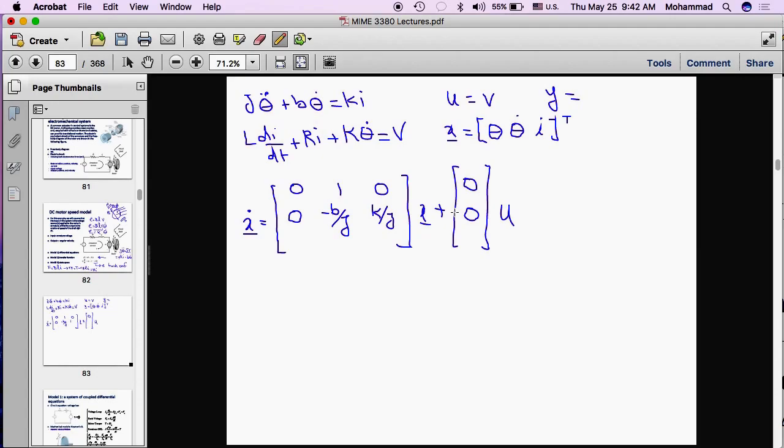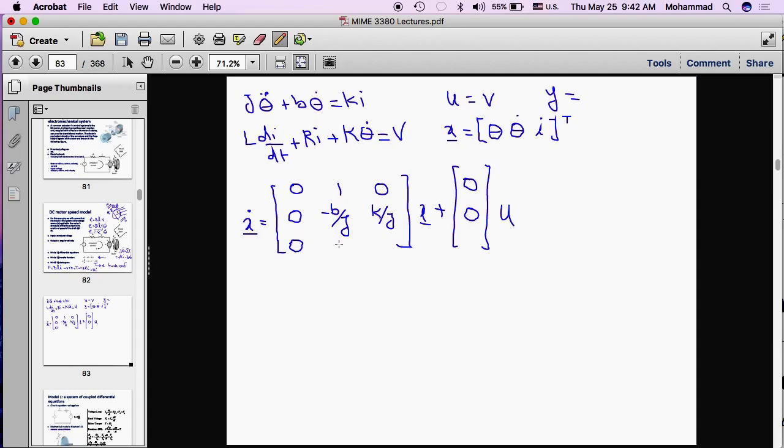Now let's go to the last row. What does the last row show? It basically shows how I changes with time. So what is I dot in terms of these three state variables? Now, is I dot a function of theta? Do you see any theta in the second differential equation? You don't see theta, so this is 0.